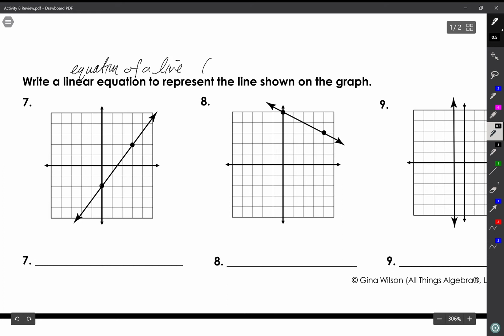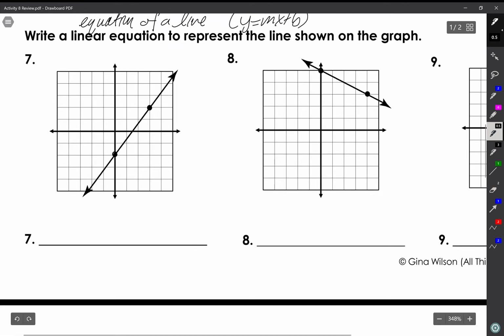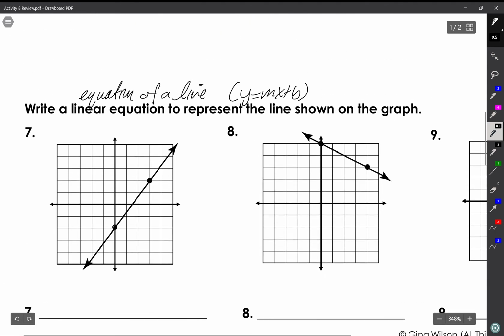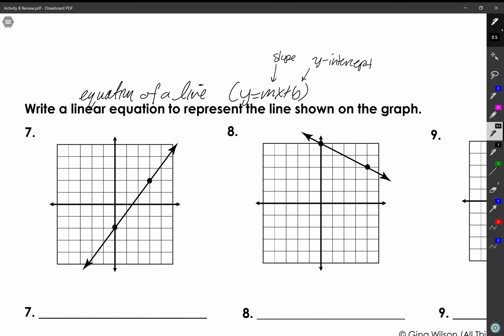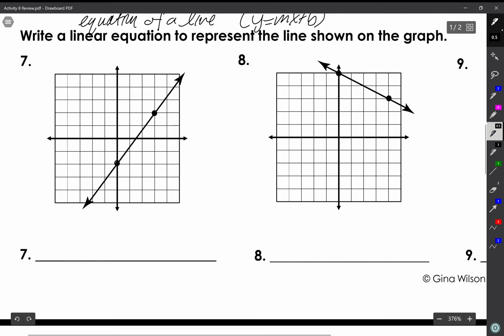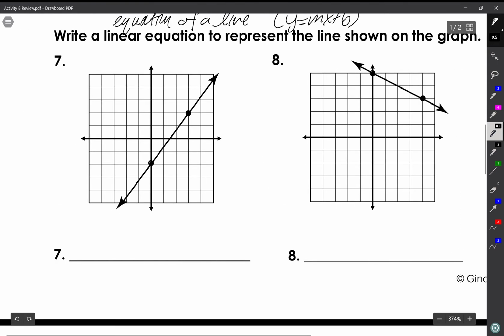And we want this in y equals mx plus b. Okay, so remember m is just the slope, and we know how to find the slope on a graph. And the b is just the y-intercept. We know how to find that too: the y-intercept is just where the line intersects the y-axis. So if we find those from the graph, we have our equation.